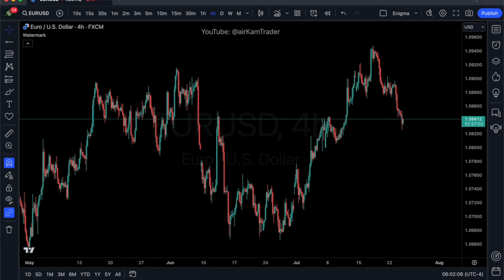Now, I'm going to demonstrate the price action from this week and specifically how market maker models can be traded using Goldbach.